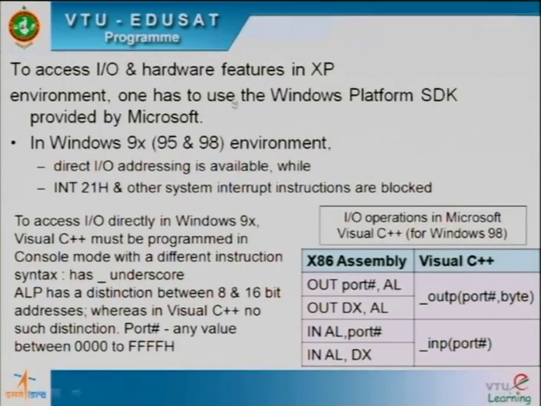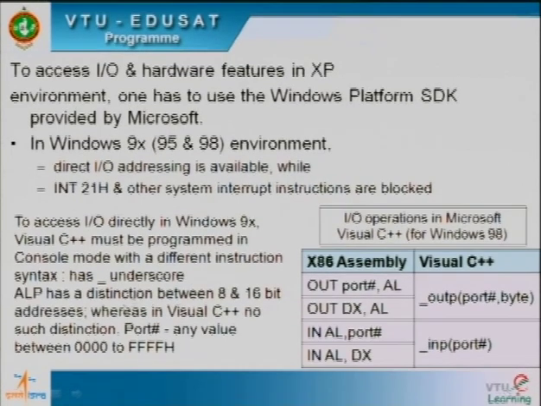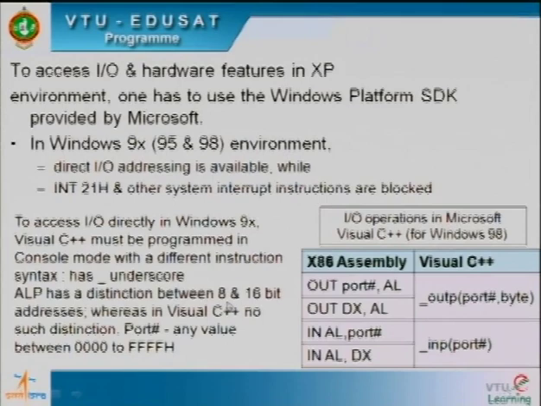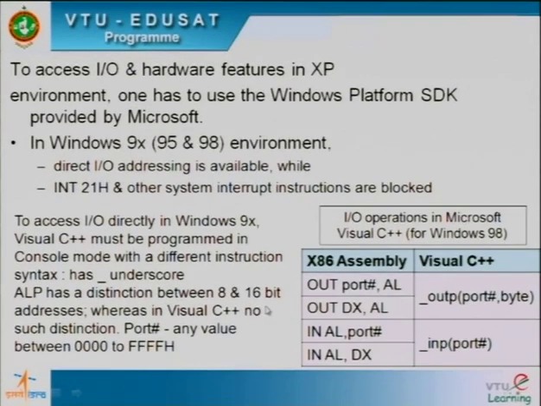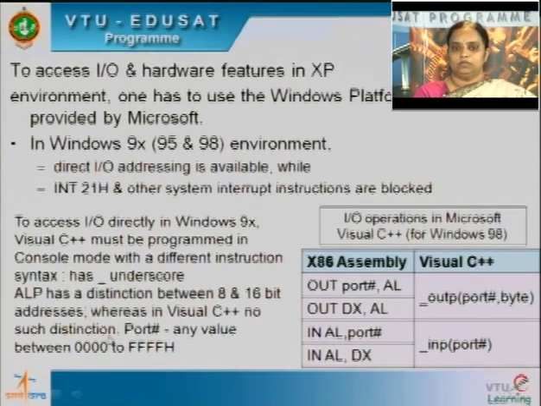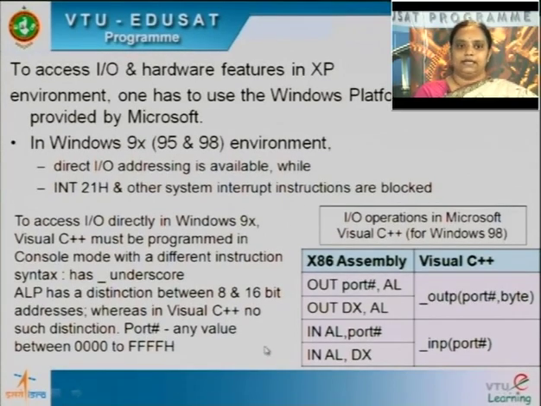But if you want to use Visual C or Visual C++, we have to go to the console mode, and in the console mode we have to use different instruction syntax, and the syntax generally has an underscore. And apart from this, there are also other differences. In the basic ALP of 8086, you have a difference between an 8-bit I/O address and a 16-bit I/O address, whereas in Visual C++ there is no such distinction. All are taken as 16-bit addresses.